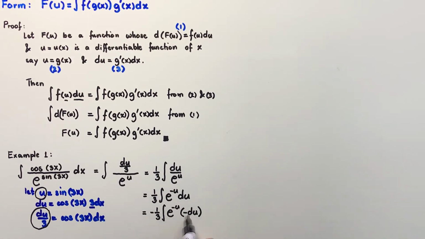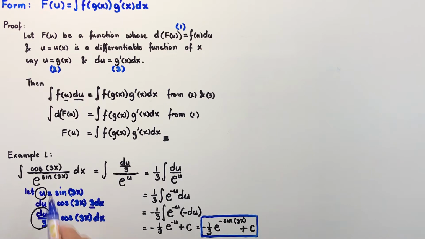And we know that the integral of this is equal to e to the power negative u plus the constant of integration c. So substituting back our value of u, we have negative 1/3 e to the power negative sine of 3x. And this is added to our constant of integration c. And this is our final answer to this example here.